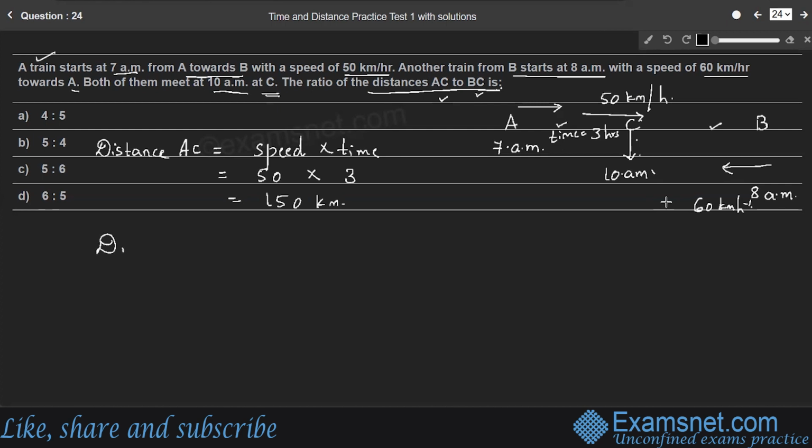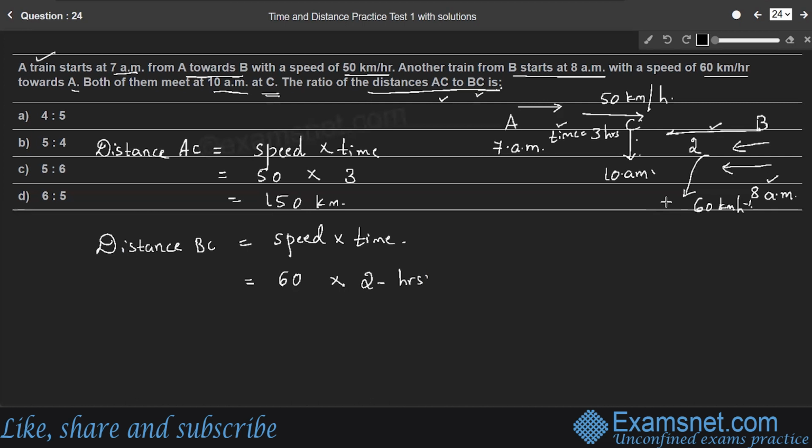Whereas distance BC is again the same formula, speed into time. Here B to C, the second train starts from B, right? Therefore, its speed is 60 km per hour into time. The time duration between 8 a.m. to 10 a.m. is 2 hours, right? From B to C, the time taken by the second train is 2 hours. Therefore, the distance becomes 120 kilometers.